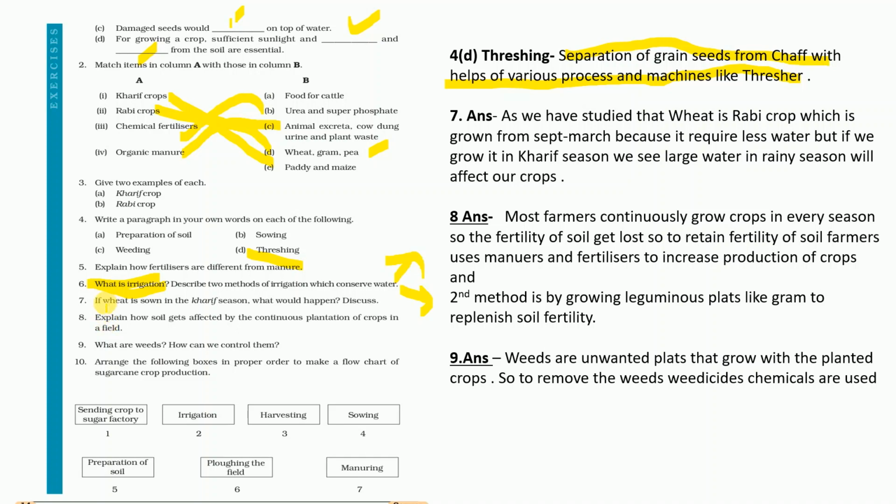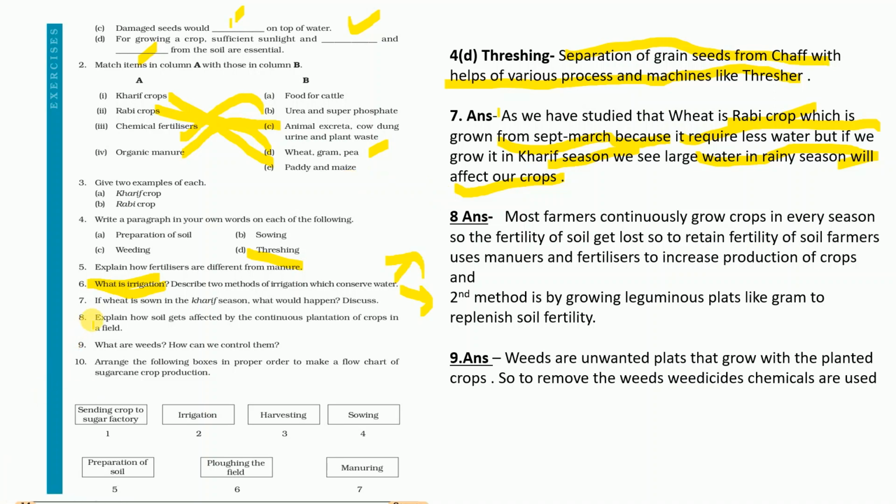Now the 7th question, if wheat is sown in the kharif season, what would happen? Generally we sow wheat in the rabi season because it requires less water, but if we grow it in the rainy season, what would happen? As we have studied, wheat is a rabi crop, so it is grown from September to March because it requires less water. But if we grow it in the kharif season, the large amount of water in the rainy season will affect our wheat crop. So this you have to write.